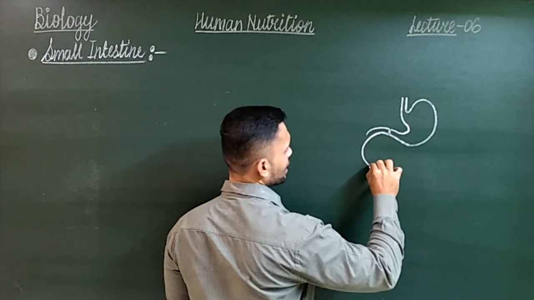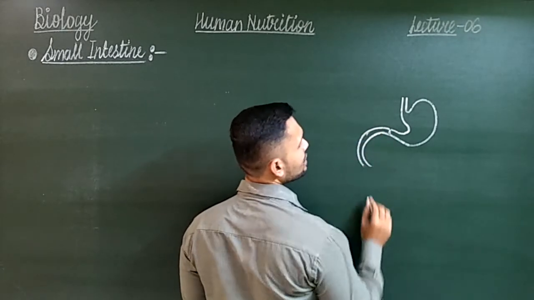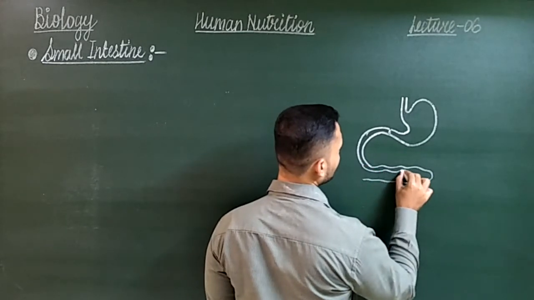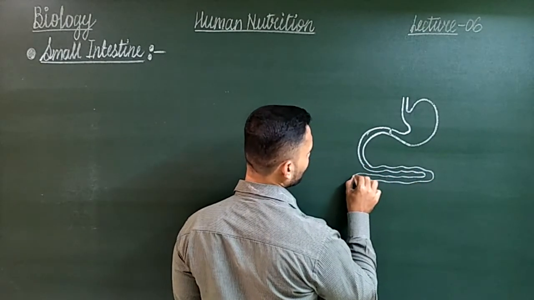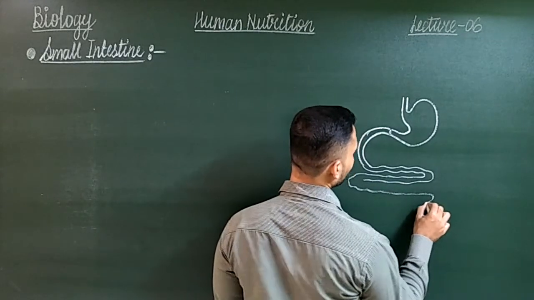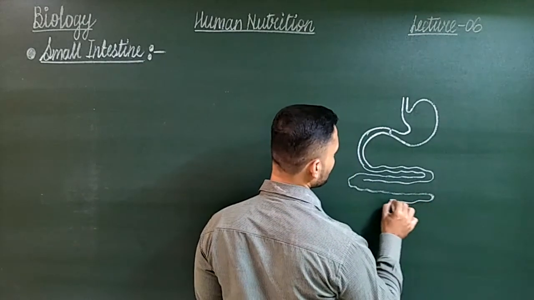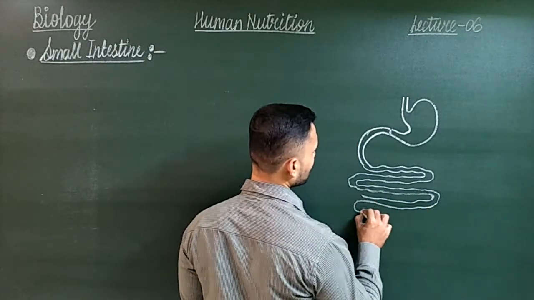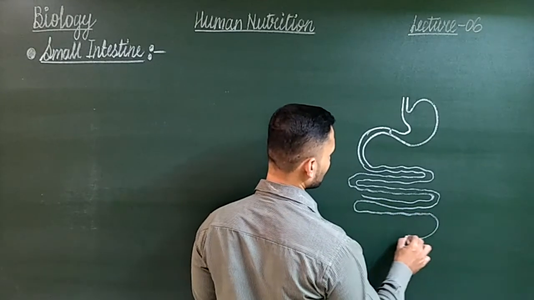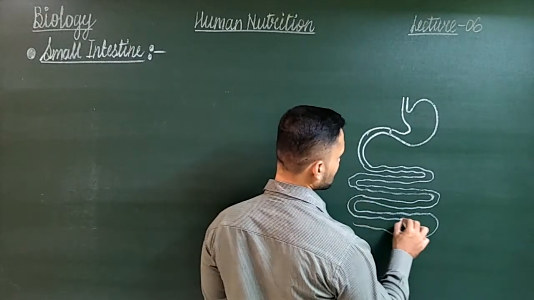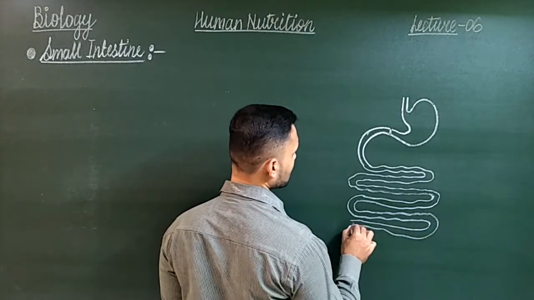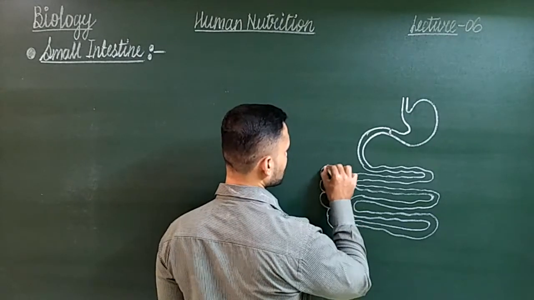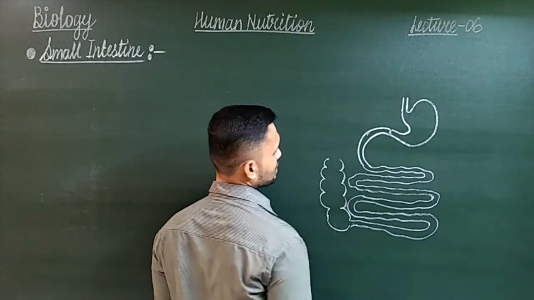There is a C-shaped part of the small intestine that we call the duodenum. Later on it is a heavily coiled part. It is divided into three sections based on the work they perform. If we draw these intestines, they go somewhat like this, and then this opens up into the large intestine.